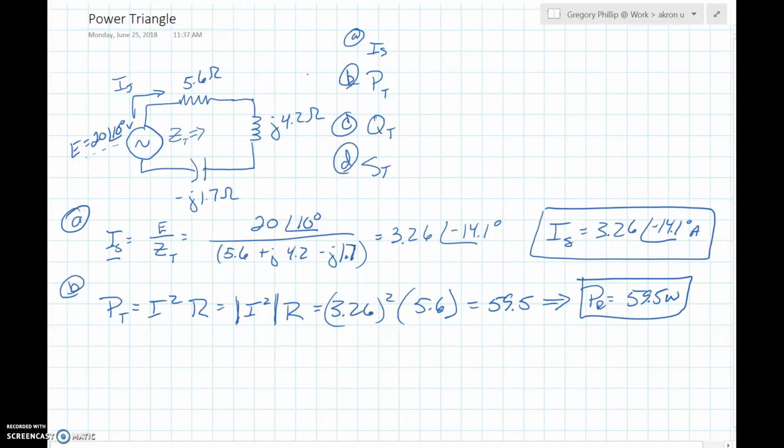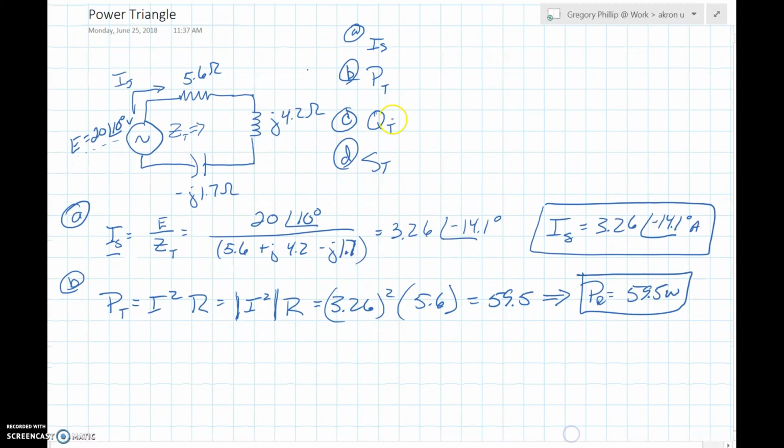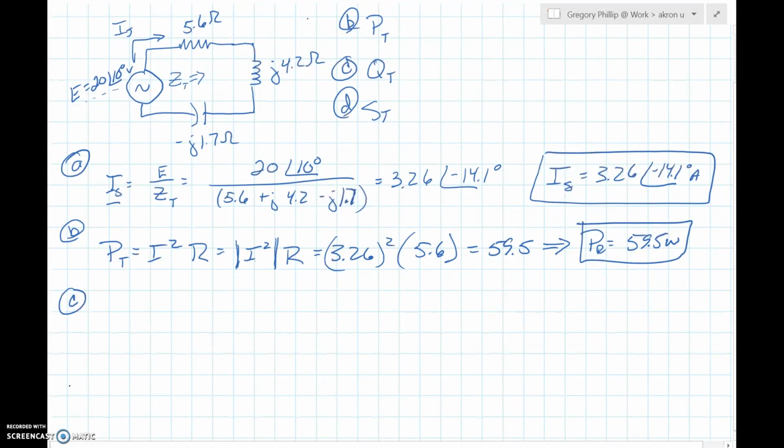Okay, now QT is a little bit different story because Q VARs are provided by both inductive reactants and capacitive reactants. Inductive VARs, we've got to remember, are positive, and capacitive VARs are negative. So in C, let's calculate the inductive VARs first. I'll usually put a little L there, and say that Q sub L is I squared X sub L. Magnitude only again, so 3.26 squared times 4.2.